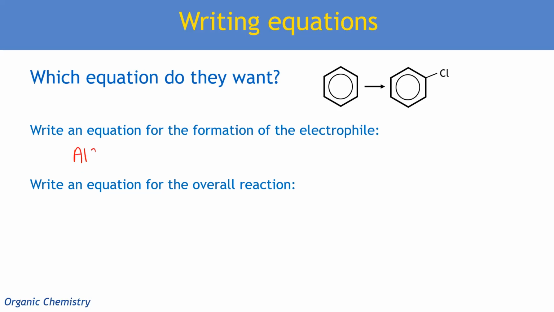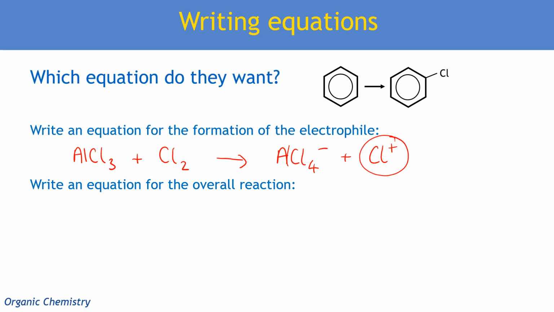So it's going to involve the catalyst reacting with a molecule of chlorine, pulling off a chloride ion. So you get that minus. And so electrophile means, how do I make the positive one? If it was nitration, it would be, how do I make the NO2 plus? That's another really common one.